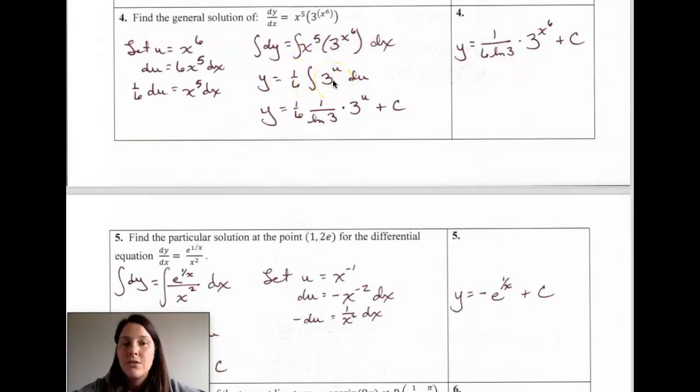And then we've just got the integral of 3 to the u du. The integral of that, because it's not base e, we've got that extra 1 over natural log of 3. But then the integral of an exponential is itself, so times that 3 to the u with that extra 1/6. And then subbing back in for u becomes 3 to the x to the 6th again.